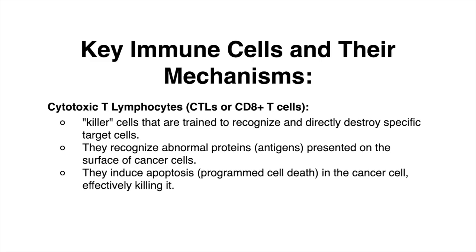Key immune cells and their mechanisms. So in our body, we have a number of white blood cells, especially lymphocytes, whose main role is to kill bad guys. They are soldiers, and that's their job. They are the killer cells. So anytime you hear cytotoxic T lymphocytes or T lymphocytes, you know that their job is to go out and kill the bad guy. Now, they have to be told and taught who the bad guy is.